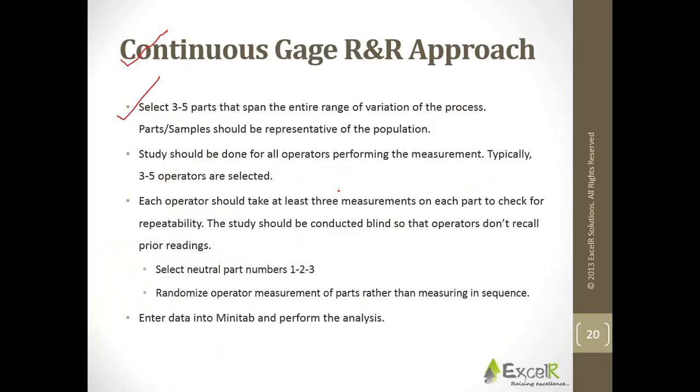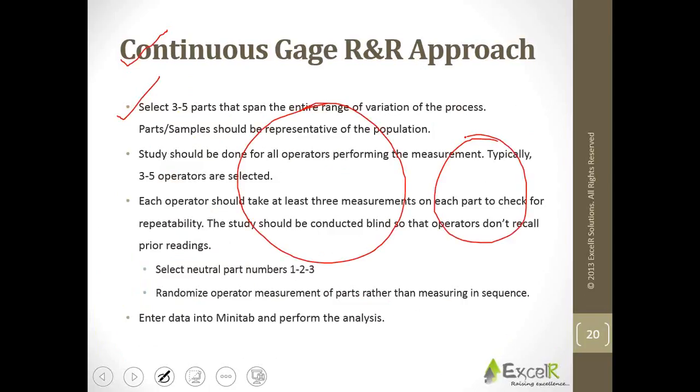Whatever information you can absorb, just absorb it. Select 3 to 5 parts that span the entire range of variation of the process. Parts or samples should be representative of the population. That means I have a population, I have a sample. Ensure that the sample you're taking is going to represent your population. Don't pick this sample from a different population. It will not work.